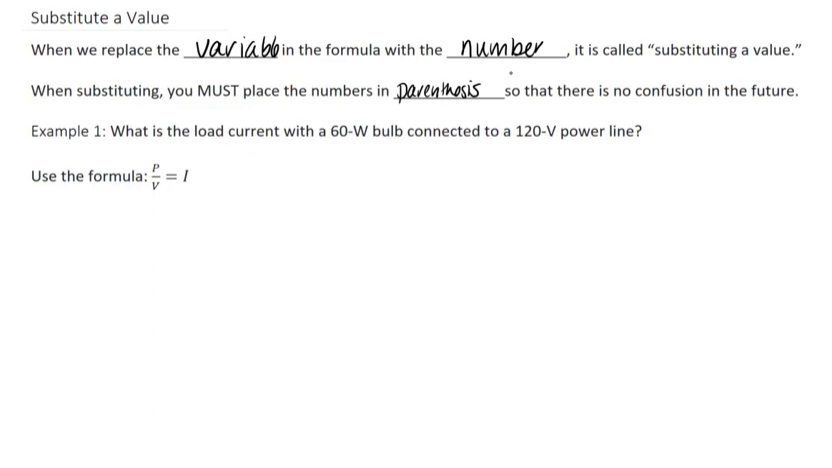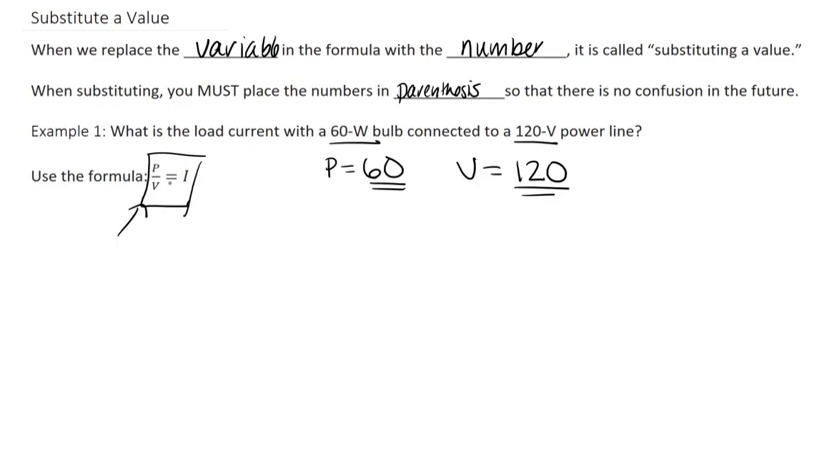Example 1. What is the load current with a 60-watt bulb connected to a 120-volt power line? So we're going to use this formula. Let's go back to this example and find our numbers. We have a 60-watt bulb, so that's equal to our power. So we put 60 for P, and we can see we have a 120-volt power line. So that's our voltage, V, is 120.